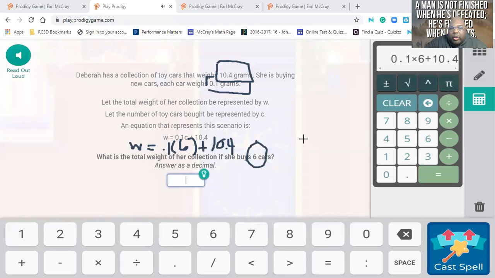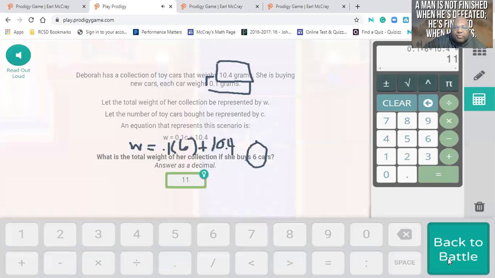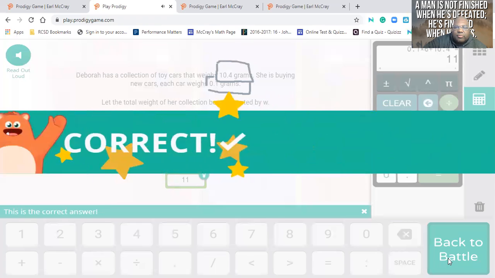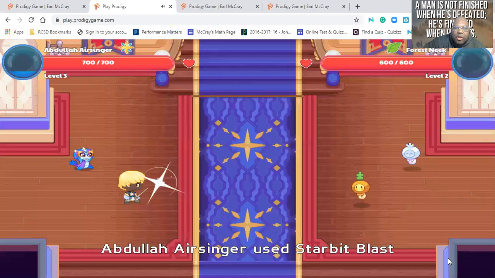Okay, so what do we do? Okay, we're going to take that 0.1, multiply it by 6, and add 10.4 to it, and we should get 11. Let's see if 11 is one of our options. Okay.